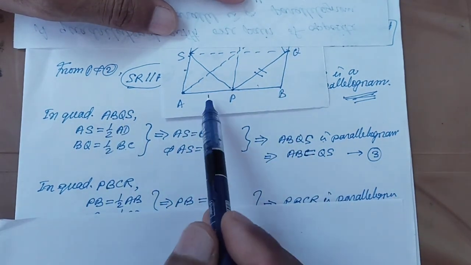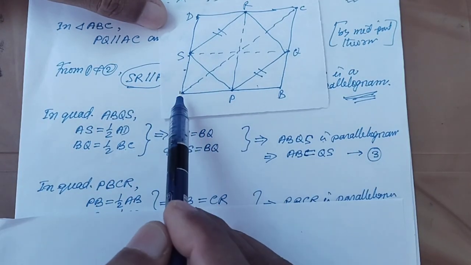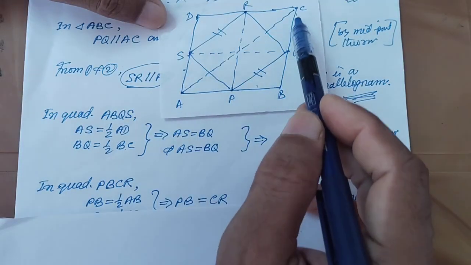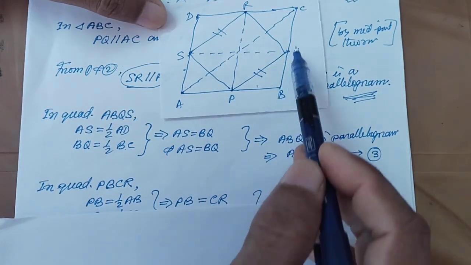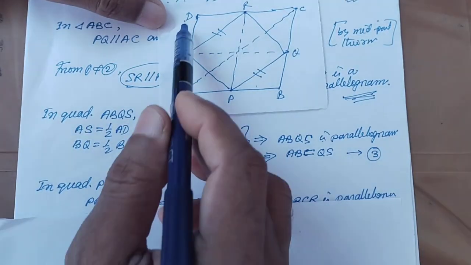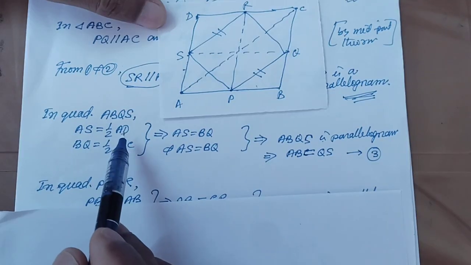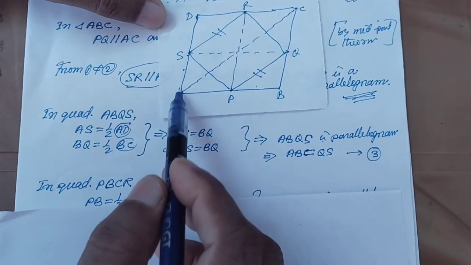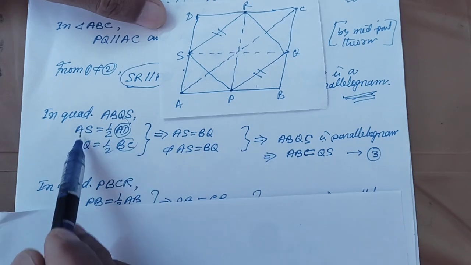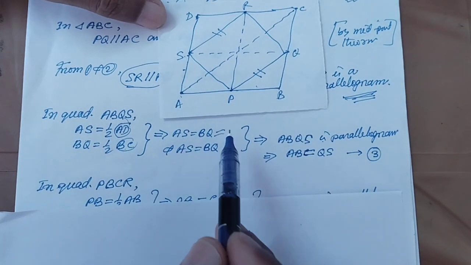quadrilateral ABQS. What we have is, S is midpoint of AD, so AS is half of AD. Q is midpoint of BC, so BQ is half of BC. So AS is half of AD, BQ is half of BC. We have written here. But AD and BC are sides of the rhombus. They are equal. That means the right sides are equal, so the left sides must also be equal. So AS must be equal to BQ.